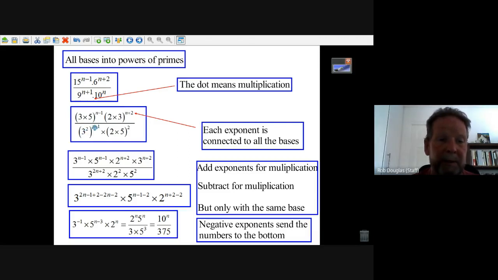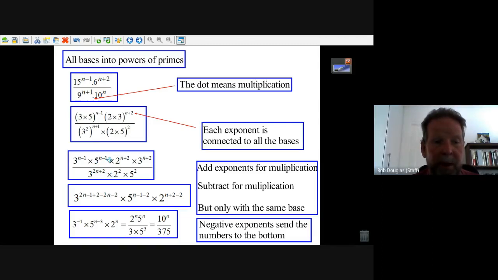This 2 has to get multiplied by the n and the 1. That's why it turns into 2n plus 2. There's 2 squared and 5 squared. Now it's just a matter of looking at the same base. We write down the base 3. We add all of the exponents on top, and we subtract the 2n and the 2 that's on the bottom. Well, there's your 2n minus 1 plus 2 minus 2n minus 2. There's the 3's dealt with.